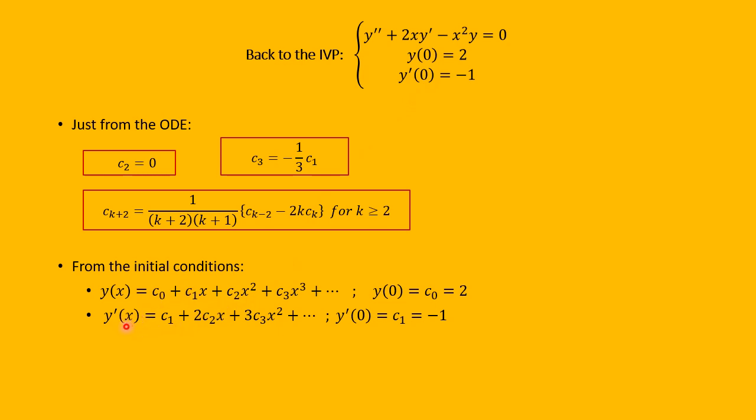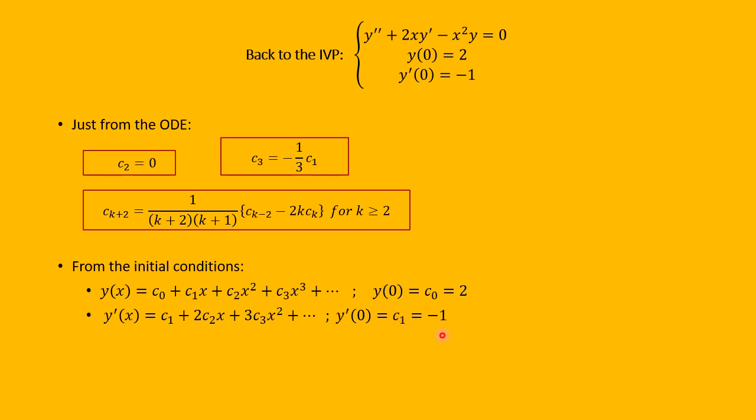So differentiate this, we get y prime of x is c1 plus 2c2x plus 3c3x squared, and so forth. Plug in a 0 for the x's, and we get c1. This term will be 0, this term will be 0, the next one will be 0, and so on. And so y prime of 0 is just c1. But according to our initial condition up here, y prime of 0 has to be minus 1. So y prime of 0 also equals minus 1, and that forces c sub 1 to equal minus 1.